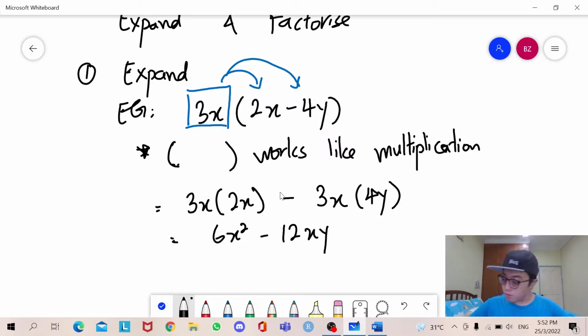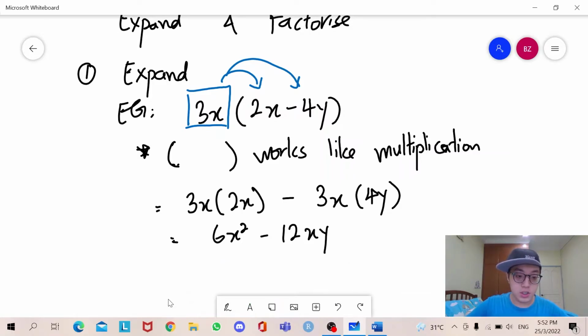The second thing is we will go on to factorization.